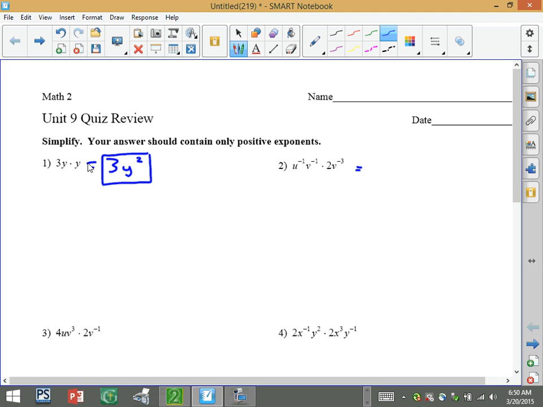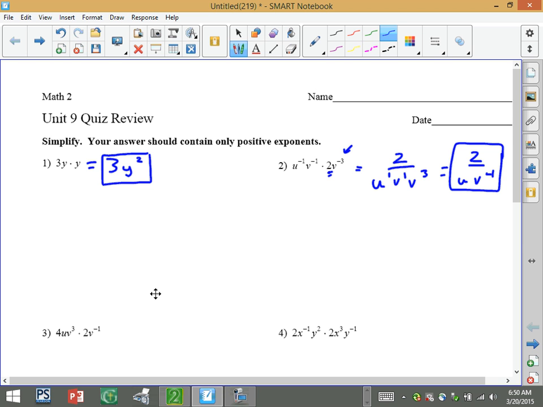Here, the one kind of tricky thing is that 2 is all by itself. It looks like everything else: u to the first, v to the first, v to the third all go to the denominator because of the negative exponents. And now combine those v's. So you have v to the fourth. So 2 over u v to the fourth.